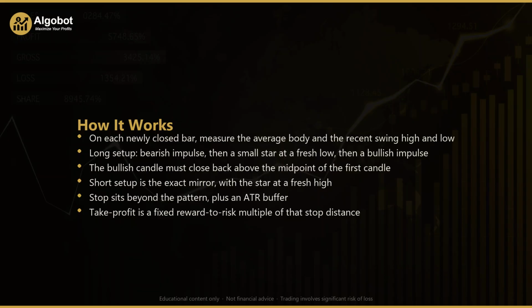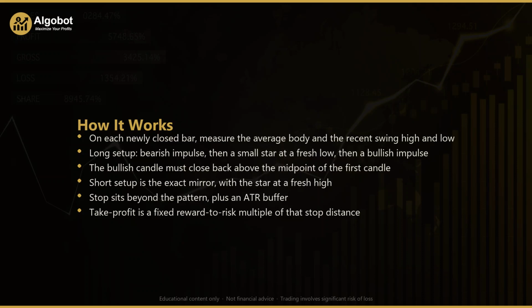Now to the long setup, the morning star. The strategy looks for three candles in sequence. The first is a strong bearish impulse candle, meaning its body is at least as large as the average body multiplied by the impulse factor. The second is a small star candle, whose body is no larger than the first candle's body times the star factor, half by default. That small body represents indecision after the drop.